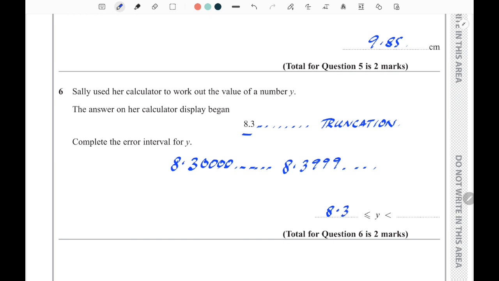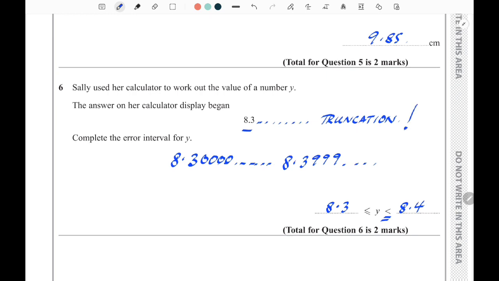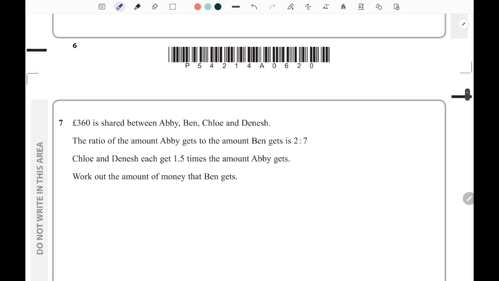Okay, so effectively the range, the error interval for this is 8.3. So y can be equal to 8.3 or more, right? But it has to be less than 8.3999. So it's less than 8.4. Okay, so watch out for this. This is not an upper lower bound question. It's a truncation question. Make note of that.